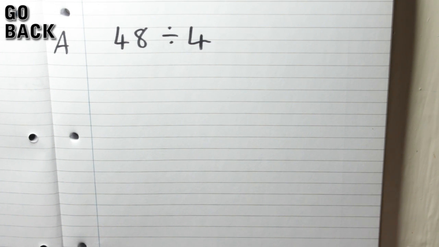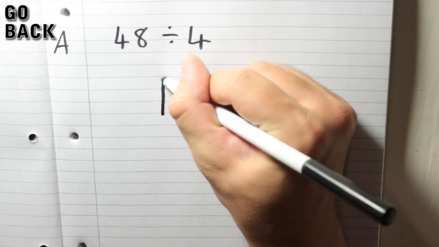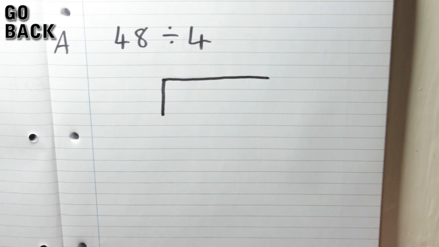Okay, question A. This is where two numbers will divide using the bus stop method, and there will not be any carrying or remainders. So first of all, why do we call it the bus stop method? Because you make this shape like that and people think it looks like a bus stop.